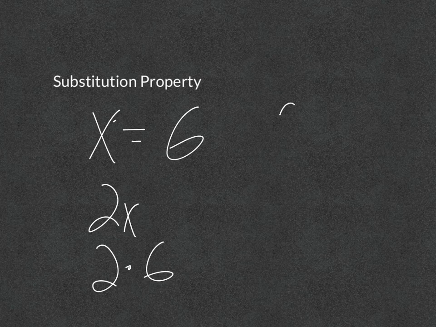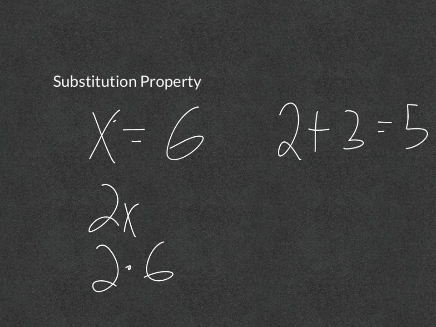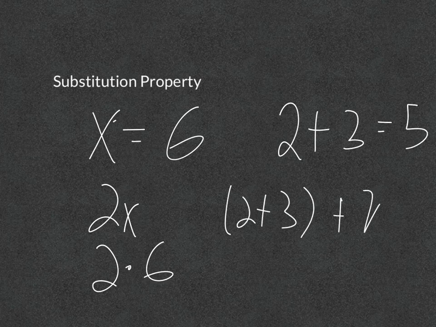Another way, if you had 2 plus 3, right? We know that equals 5. But if you had 2 plus 3 plus 7, we could rewrite that substituting in 5 plus 7. Okay, so any quantity can be substituted for itself in an expression or an equation.